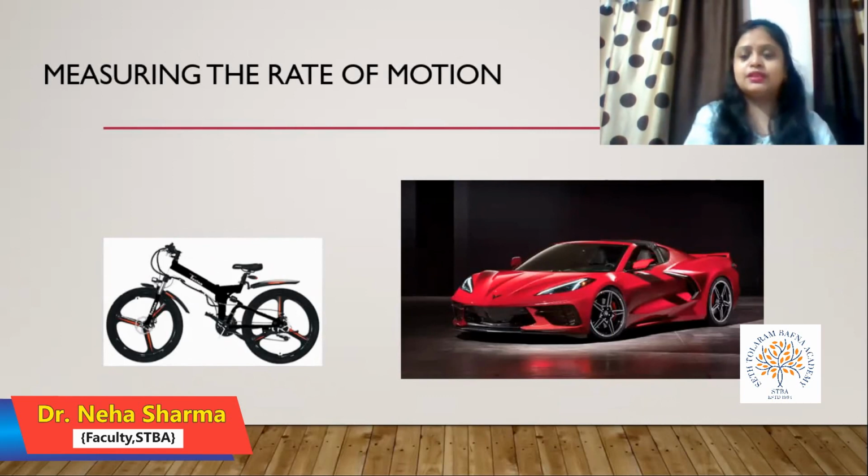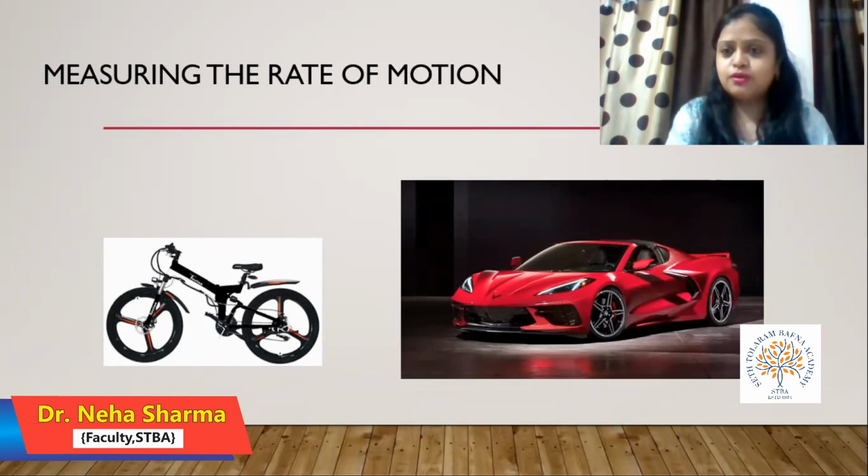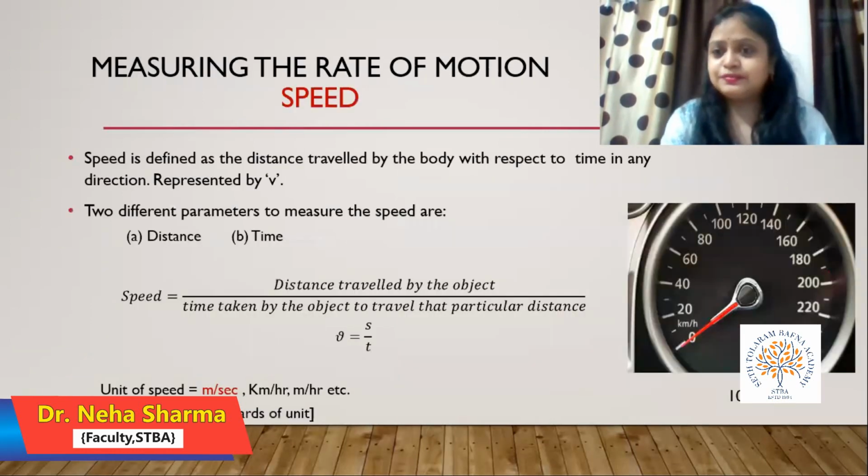Suppose you are going to school by bicycle, you may take some specific time, maybe t1. Instead of a cycle, suppose your father or mother drops you by car, the time taken by the car is less. So every object has its own rate of motion in this whole universe, every object or person has a particular rate of motion. In physics, the term rate of motion is defined as speed.